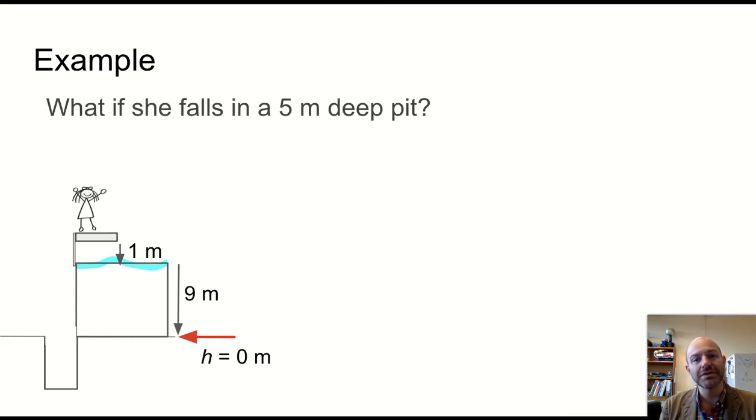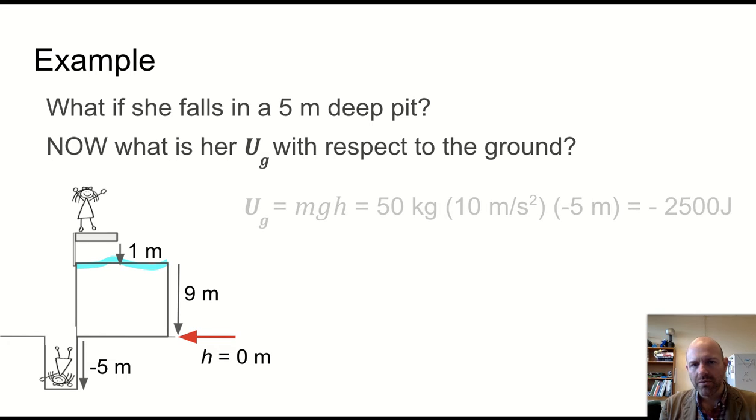What if she falls into a 5-meter deep pit off the side of the building? Hopefully she's okay and lands on an airbag or something. Very impressive stunt actor, right? Well, if we call 0 the ground, then now she has negative 2,500 joules of gravitational potential energy, right? Less than she would have had at height 0. And so this is to illustrate that where you call 0 doesn't matter. It's okay to have negative gravitational potential energy because it still works.